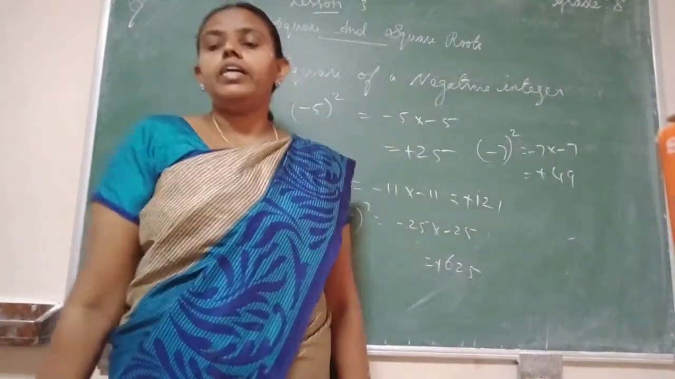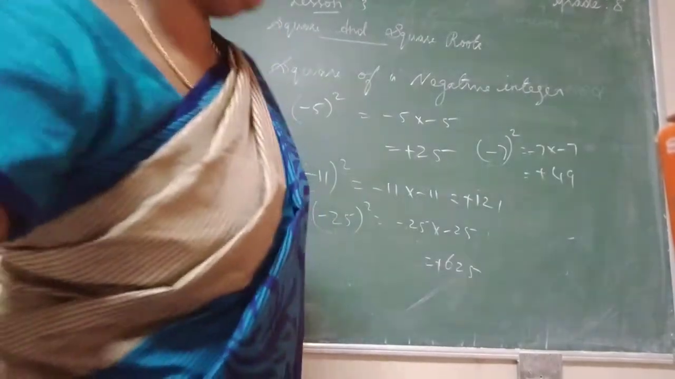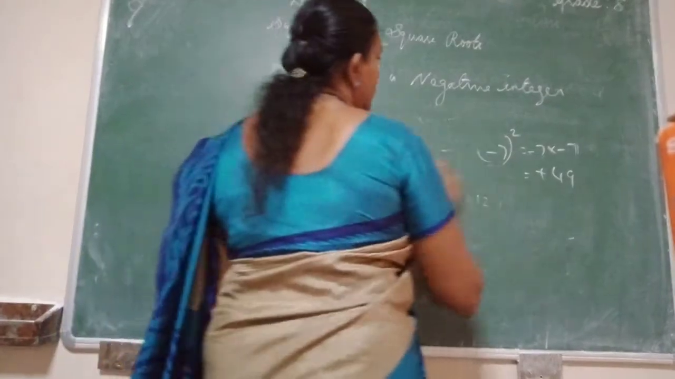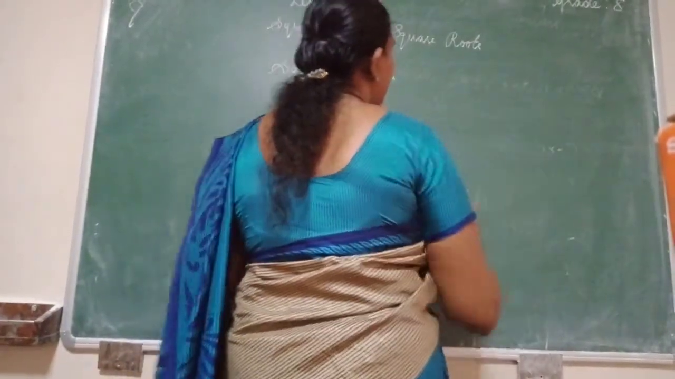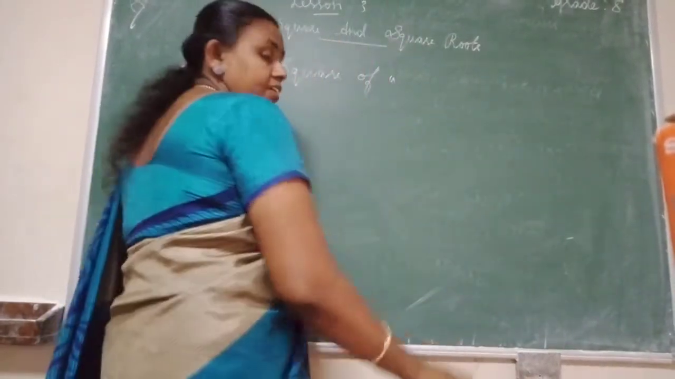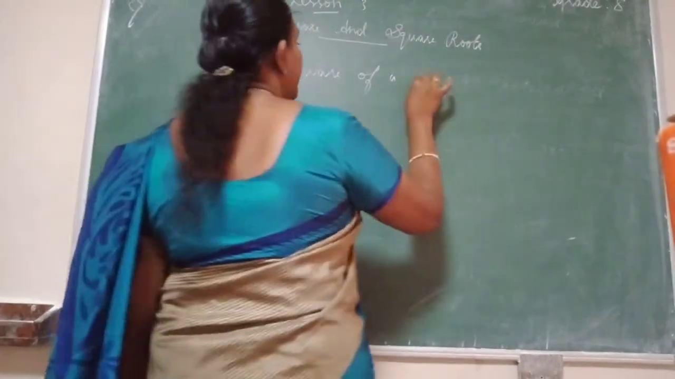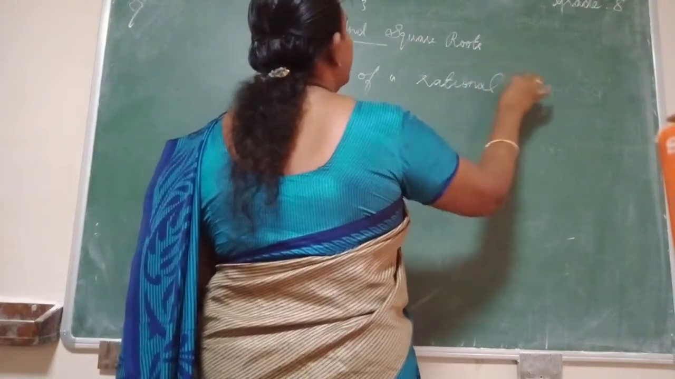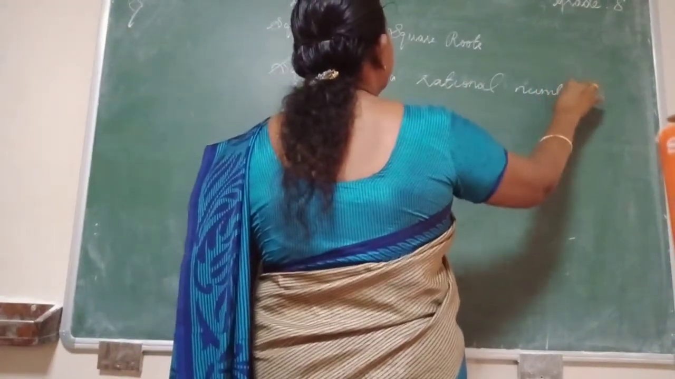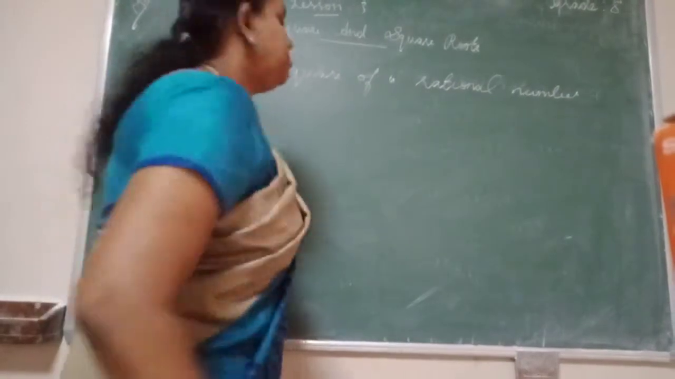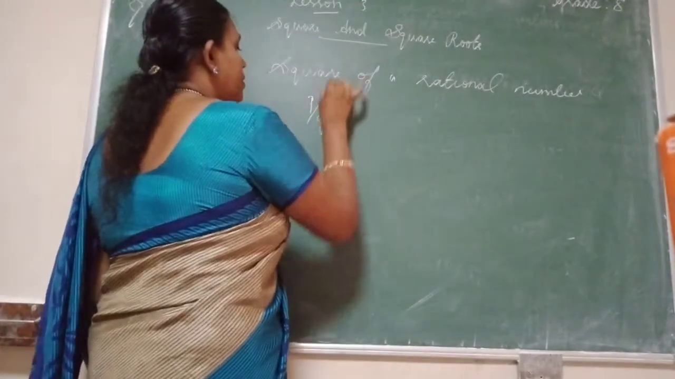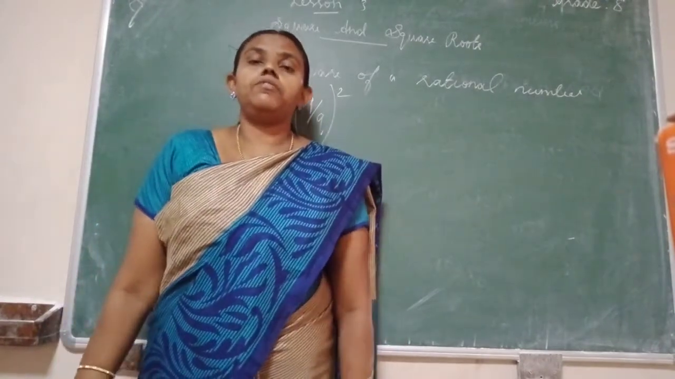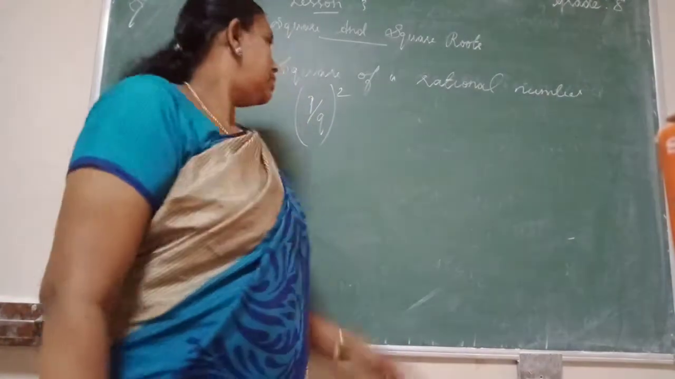Next, square of a rational number. What is a rational number? We are learning about rational numbers from the beginning itself. Again and again I am saying. What is a rational number? A number of the form p by q. A number of the form p by q is called a rational number.